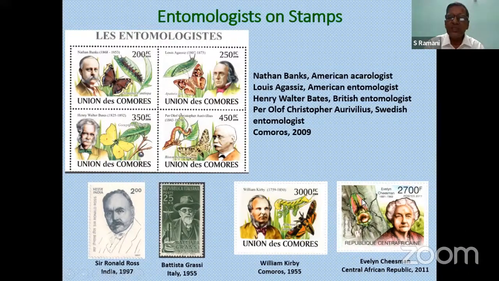And there is this lady, Evelyn Cheeseman, who has been represented on stamps. Again, another British entomologist who worked a lot, especially in Atlantic islands or Pacific islands. She has done a lot of work in the South Pacific islands and collected nearly 70,000 specimens, and they are still there in the Natural History Museum in England.